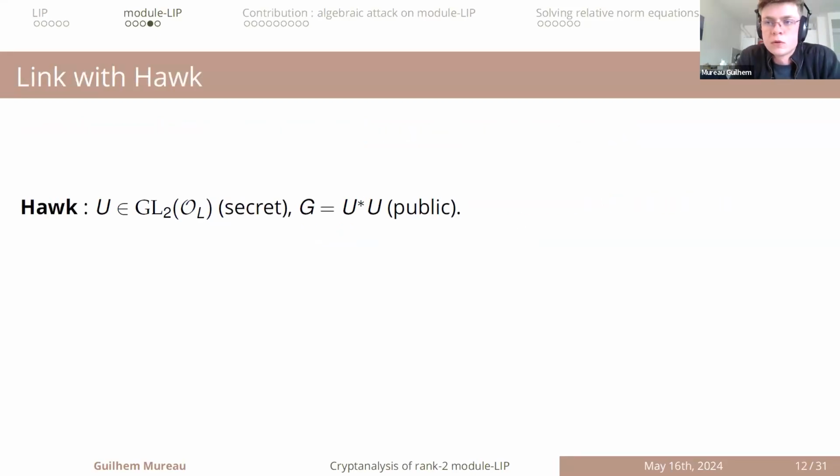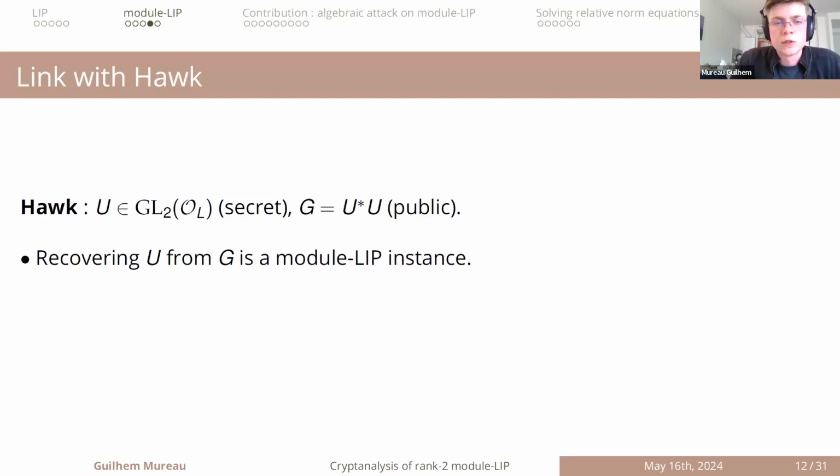So the link with Hawk, the signature scheme, is as follows. Hawk is a signature scheme, and I will not get into details on how it works. But in Hawk, you have two keys: a basis of the module lattice OL plus OL, U, which is secret, and the public key, which is the Gram matrix associated. If you want to recover the secret key from the public one, it is exactly what we define to be a module LIP problem.